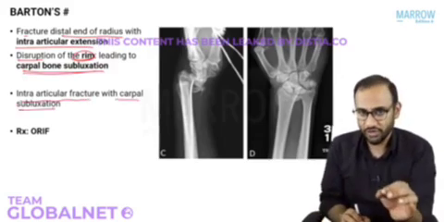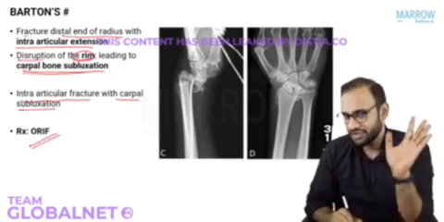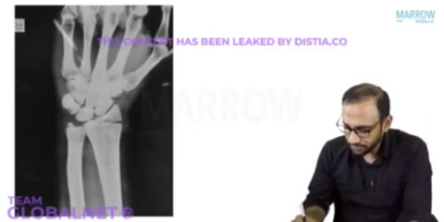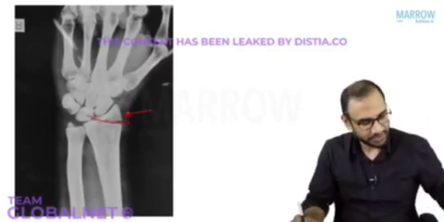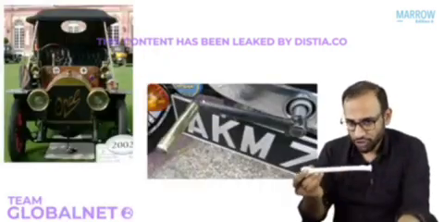And since it's an intra-articular fracture, what is the treatment? Open reduction, internal fixation with plates. And finally, can you diagnose this? This is the intra-articular fracture, but an isolated radial styloid fracture. This is known as your Chauffeur's fracture.